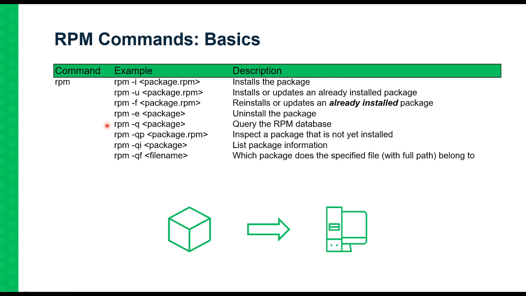With -q, you can query the RPM database, and then with -qp, you inspect a package that's not yet installed to get more information from that package. Then you do a -qi, and you can list some detailed package information with this command. Then -qf is a very handy command with installed packages, and it tells you which package the specified file with the full path belongs to.